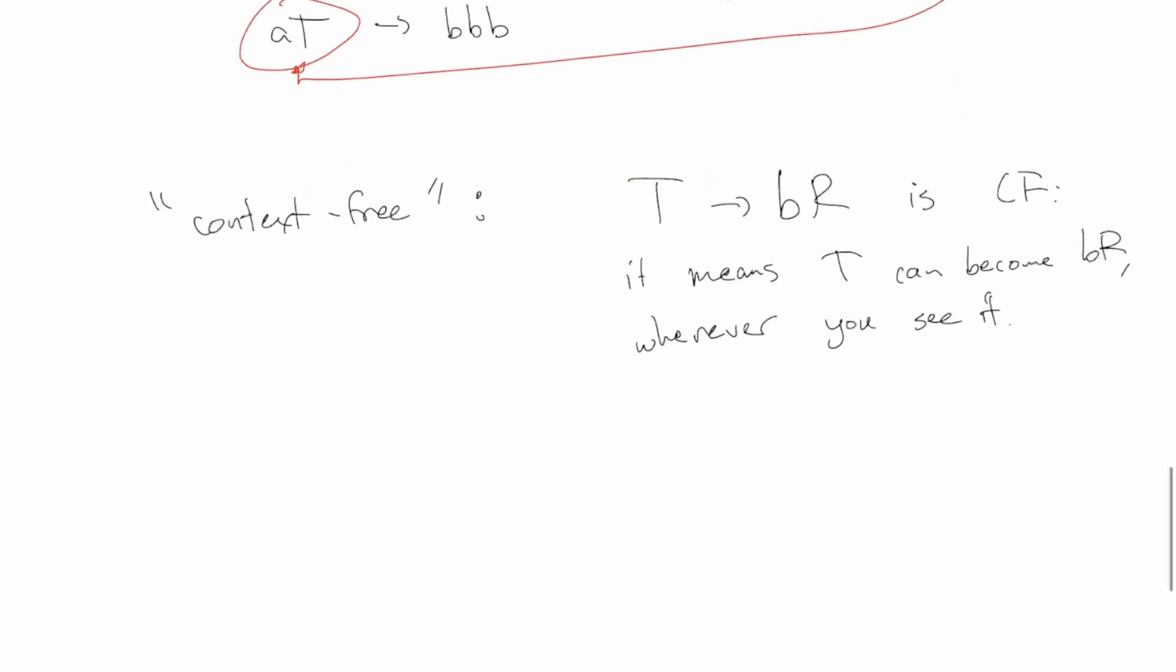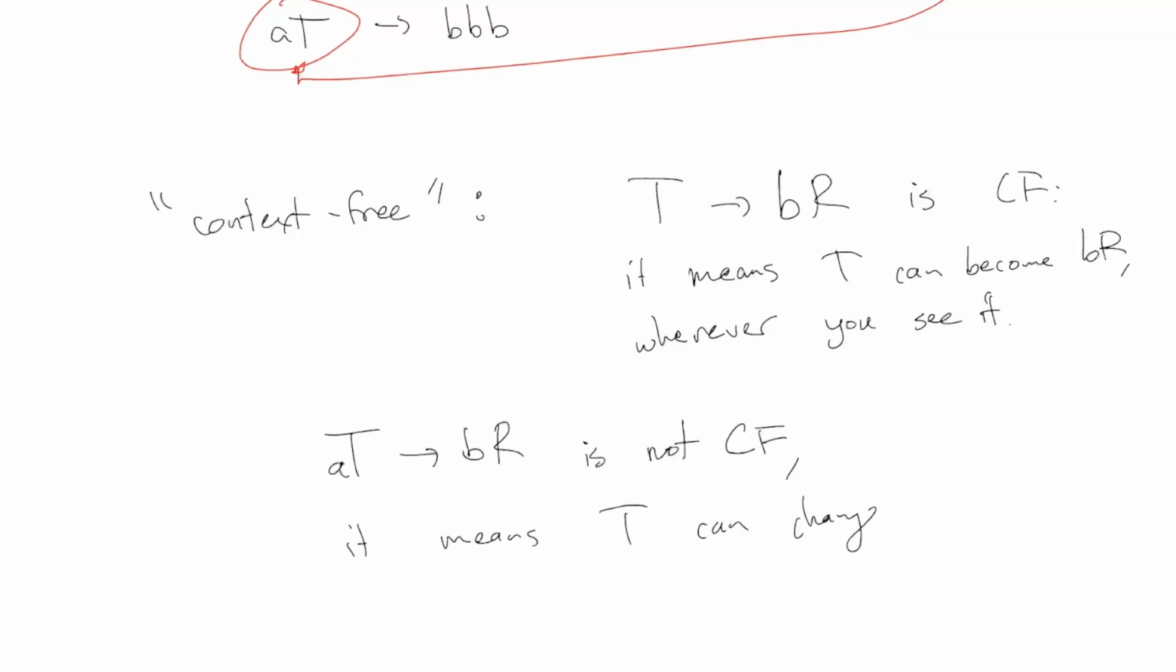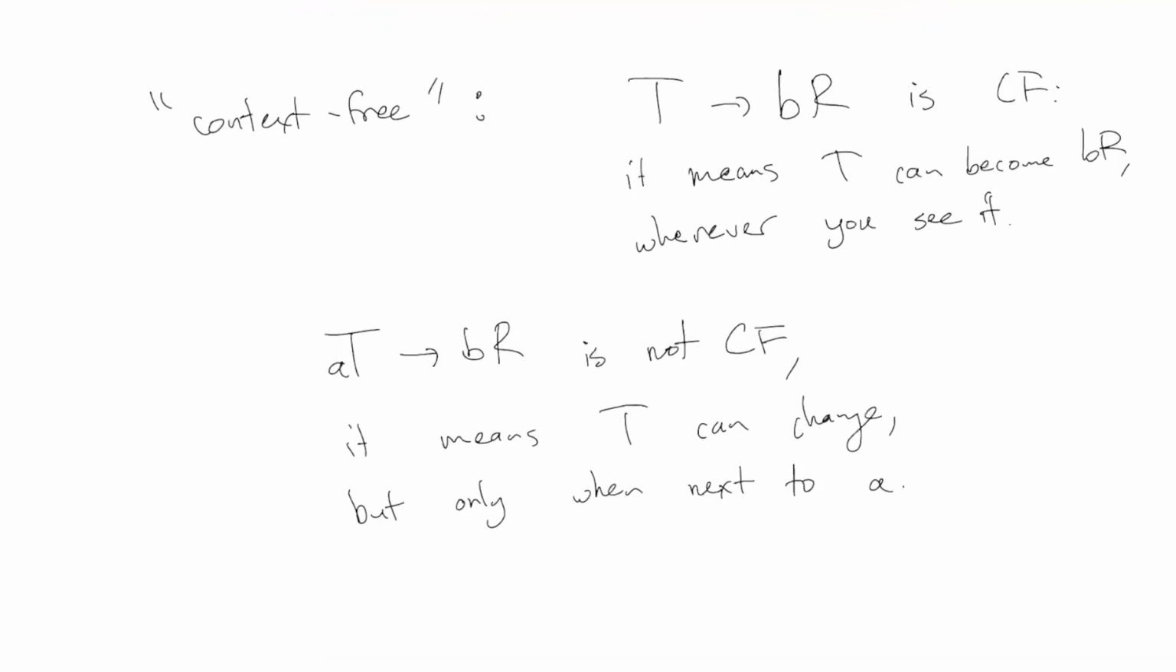Whereas something like that last line, AT goes to BR, this would not be context-free. This line is not context-free. Because what this means is T can change, but only when next to A, right? This is your interpretation of that rule. You are allowed to do a substitution involving that T, but only if there's an A next to it. Another way of saying this is only when next to an A.